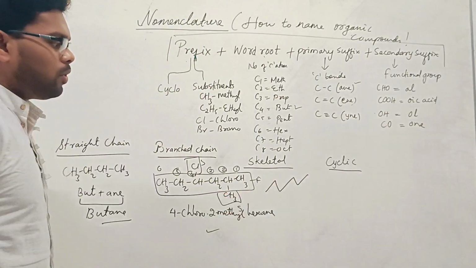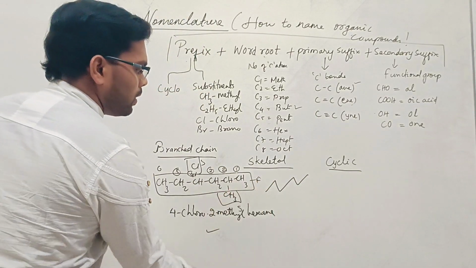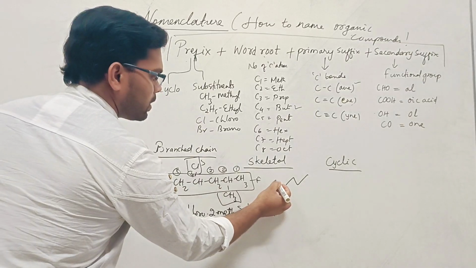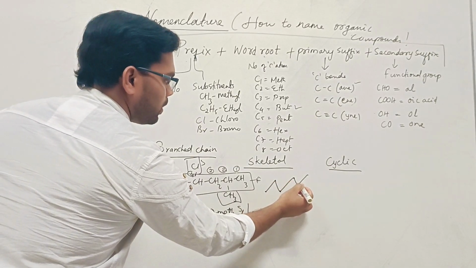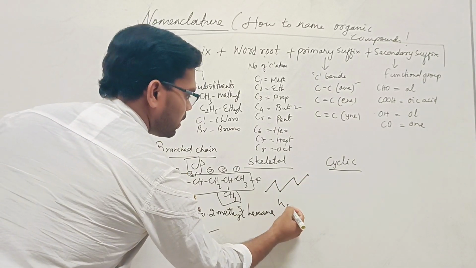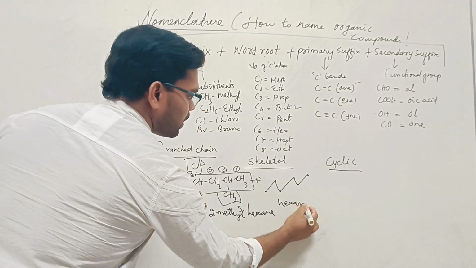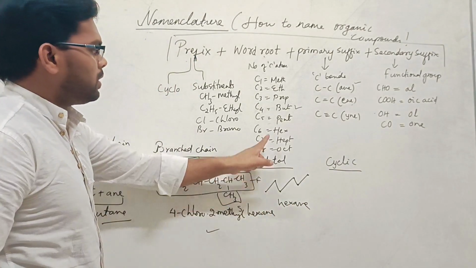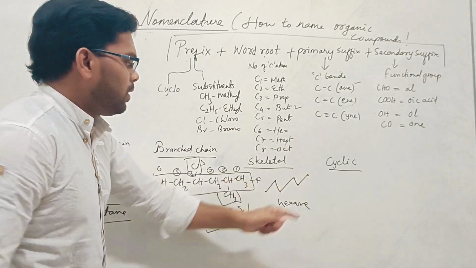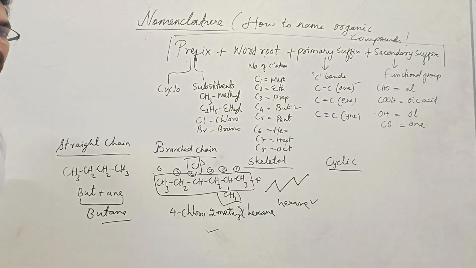Alright, so what is the name of this compound? This is going to be the first carbon, second carbon, third, fourth, fifth and sixth. So this will be simply hexane. Six carbon means hex, all are single bond, so this name is going to be hexane.